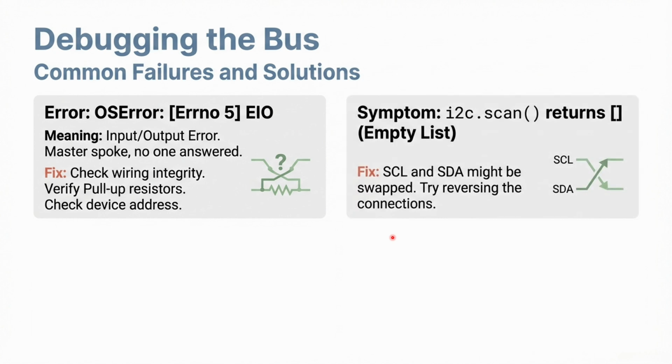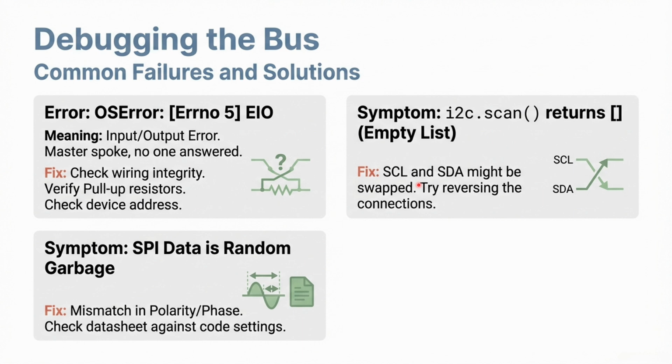Next is the swapped mouth and ear. I2C scan returns an empty value. If your scan comes back with an empty list, your hardware is probably fine, but your signals are crossed. Imagine you're trying to listen with your mouth and talk with your ear. The physics just don't work. Try reversing your SDA and SCL connections. It is the most common mistake in the lab and it is a 5-second fix.